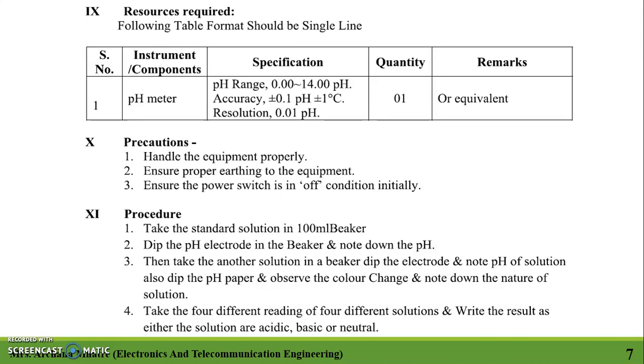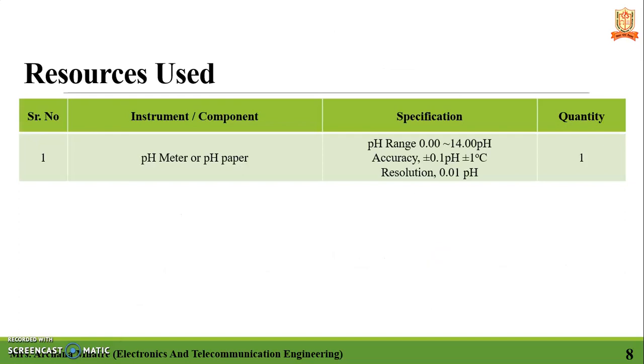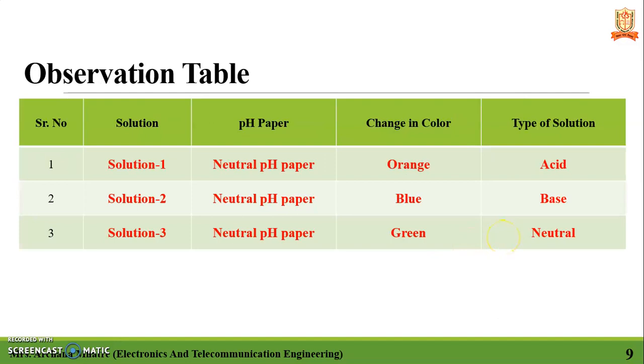Now the resources required are a pH meter or pH paper. For performing this practical, we will use the pH paper. Now this is the observation table. I will take three solutions, solution 1, 2, 3, and by the change of color of the pH paper, we can decide the type of solution. As shown in the diagram, when the color of the pH paper is orange, the type of solution is acid. When the color is blue, it is a base solution. And when the color of the pH paper is green, the solution type is neutral.